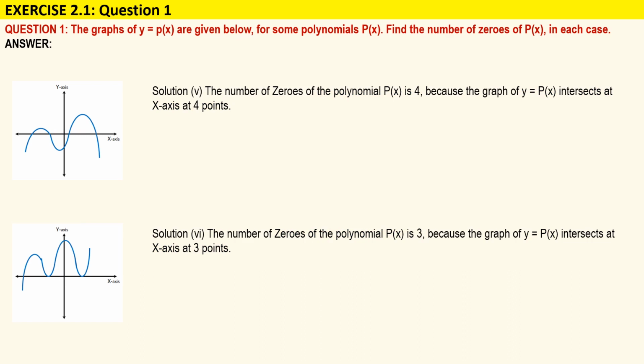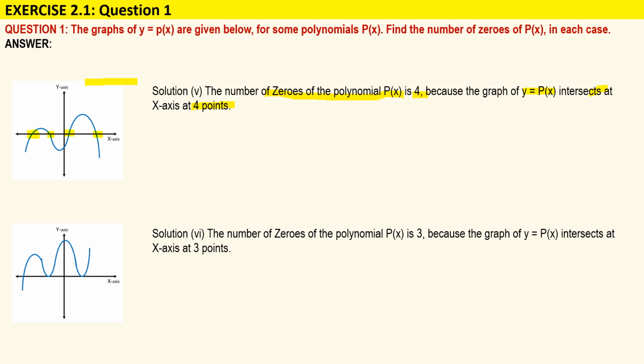And let's go to part number 5 of the question, and the graph given to us is this, and the number of zeros of the polynomial p(x) in this case is 4 because the graph of y is equal to p(x) intersects the x-axis at 4 points, and these 4 points are this point, this point, this point, and the fourth point is this one.